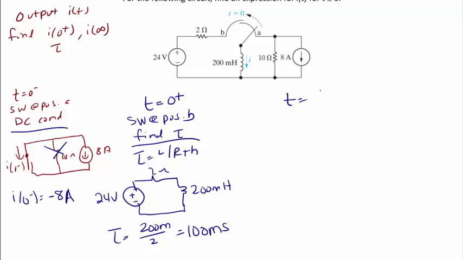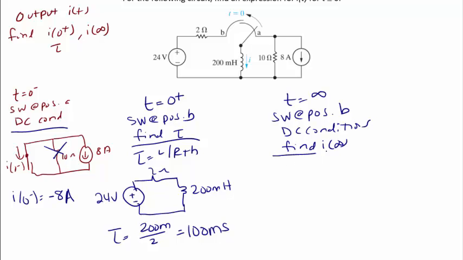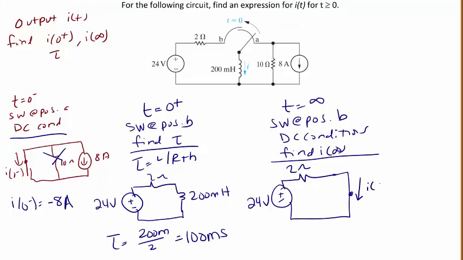And now we draw the circuit at t equals infinity. The switch is still at position B. We have DC conditions, and we use this circuit to find I of infinity. So I have the 24 volt source, the 2 ohm resistor, and the inductor modeled as a short, DC conditions. So here we have I of infinity, and using Ohm's law, I of infinity is equal to 24 divided by 2, which is equal to 12 amps.